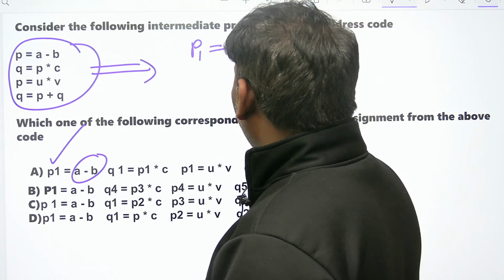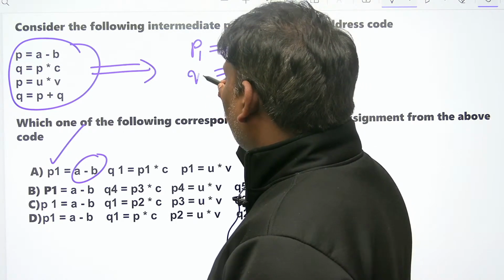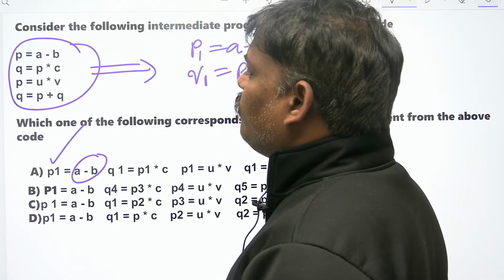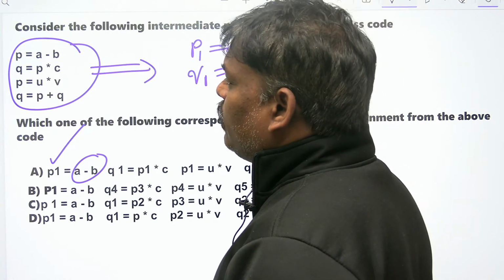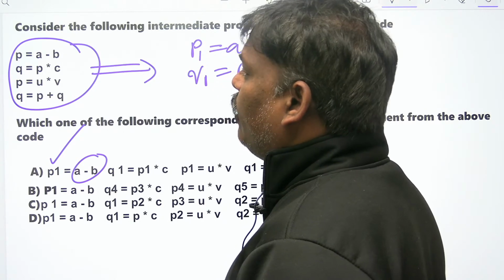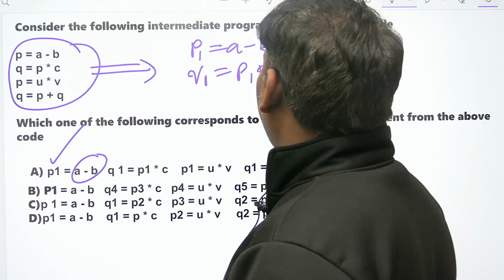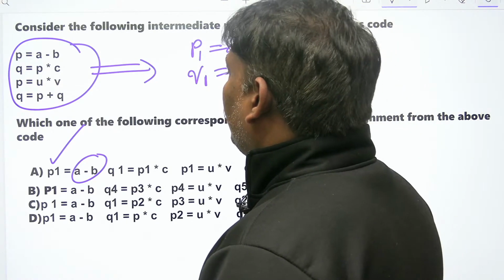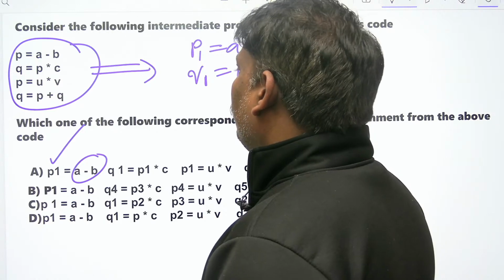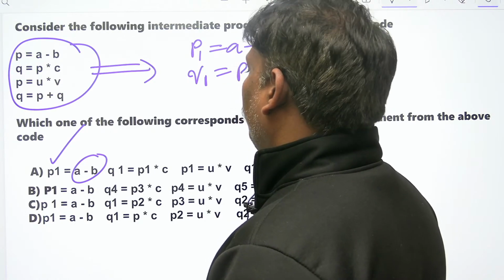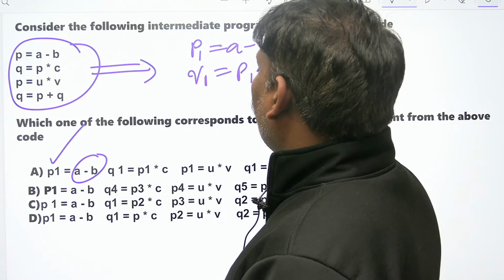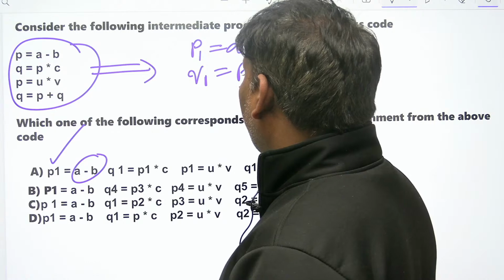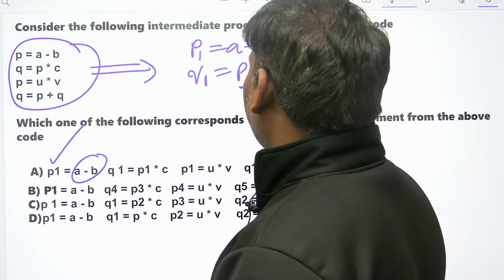Now what is this one? P1 into C will go to where? Q. So I wrote Q1. Every time on the left hand side of the assignment operator, please give a rename. That is the meaning of static single assignment. For every variable on the left side, please give a rename. Next one. So P1 is equal to A minus B. This was previously P, and because I renamed it P1, P1 into C will go to Q1. What is the next?